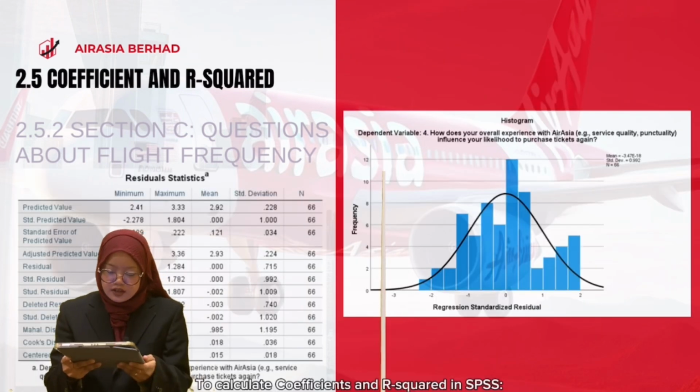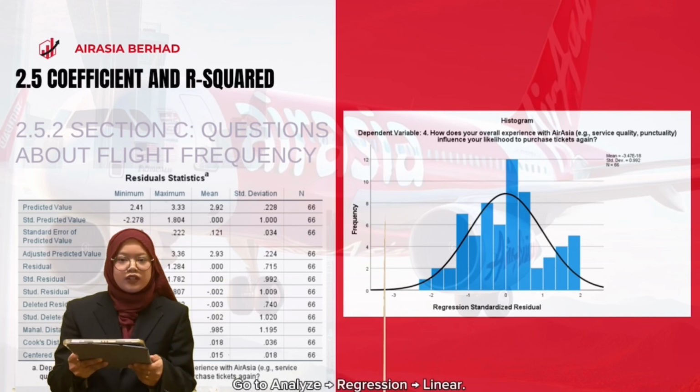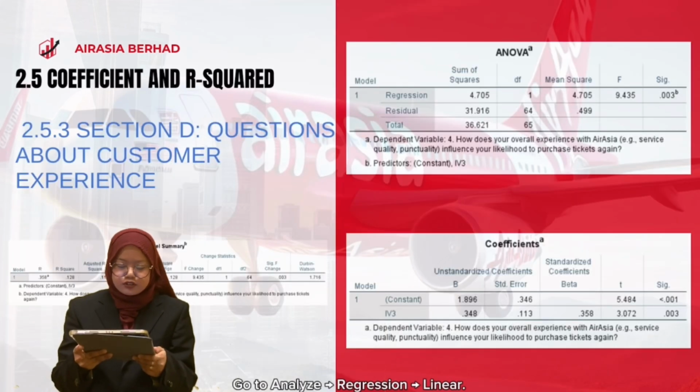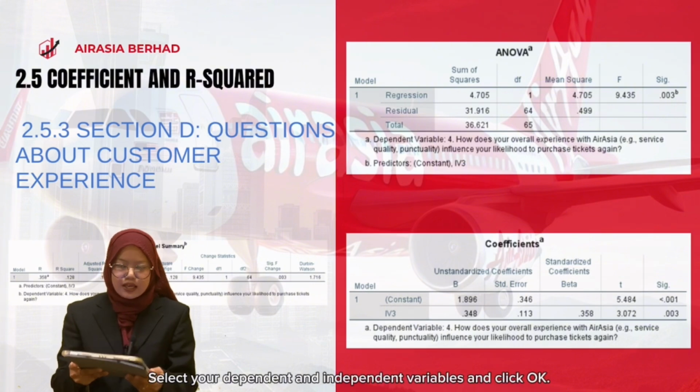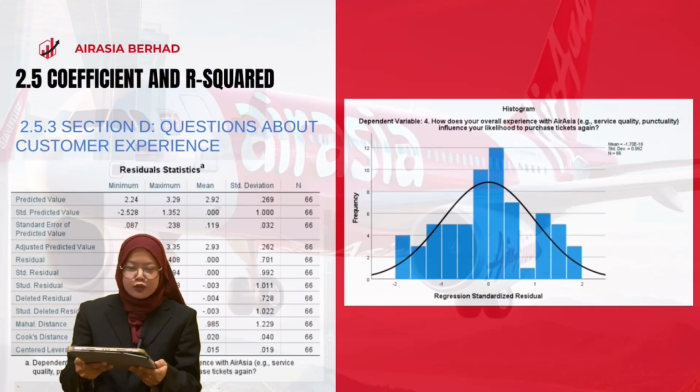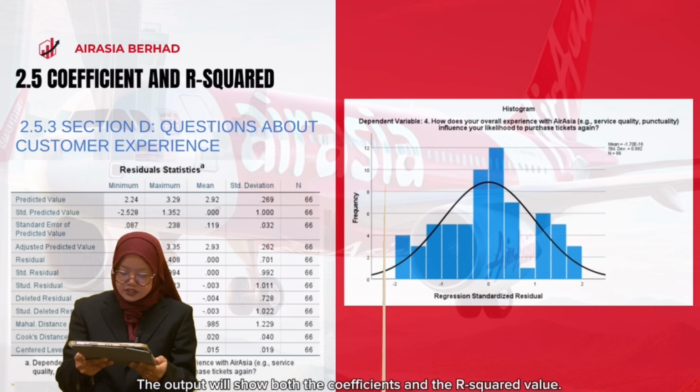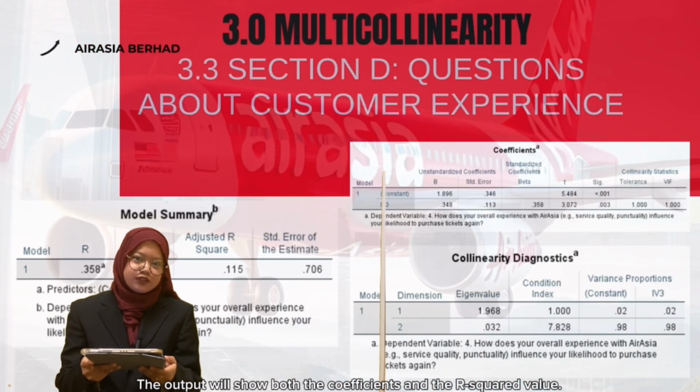To calculate the coefficient and R squared in SPSS, go to Analyze, Regression, and Linear. Select your dependent and independent variables and click OK. The output will show both the coefficient and the R squared value.